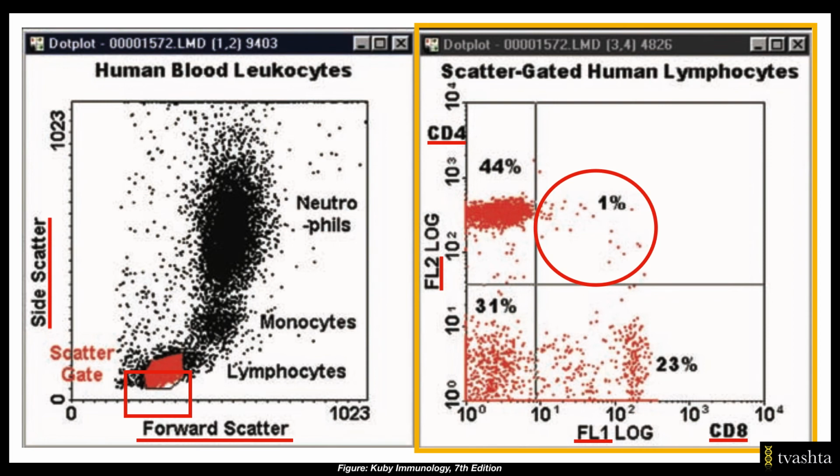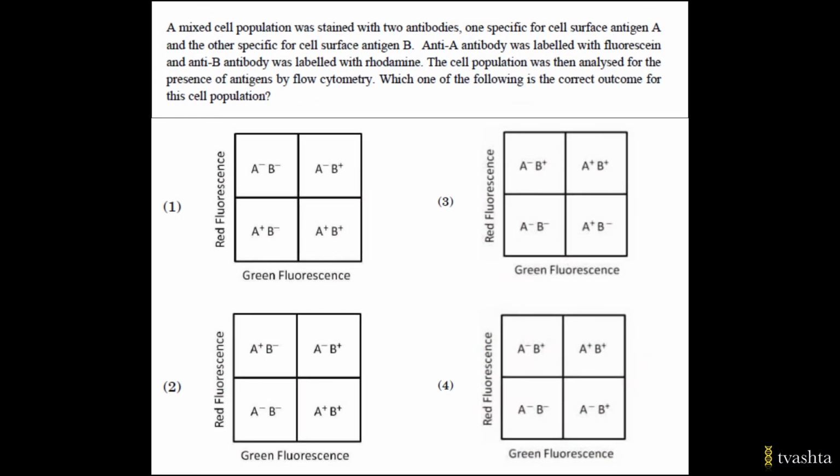The 1% cells denoted in the upper right corner gave both FL1 and FL2 signal. That means they are both CD4 and CD8 positive. And likewise, cells denoted in the lower left corner are negative for both CD4 and CD8. So, with this understanding, I guess attempting such a question will be a piece of cake.